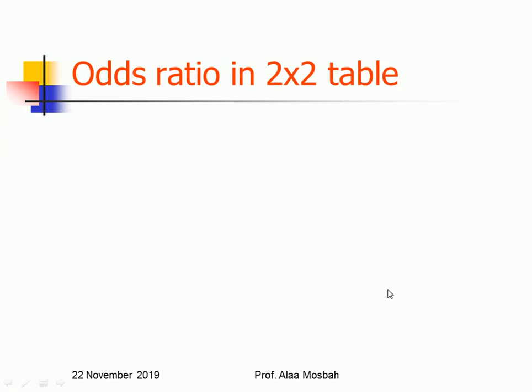Okay, odds ratio. What does it mean? How can you measure it? What is the importance of this odds ratio?